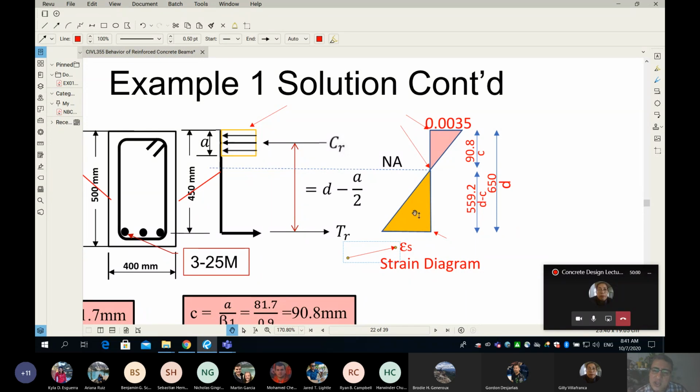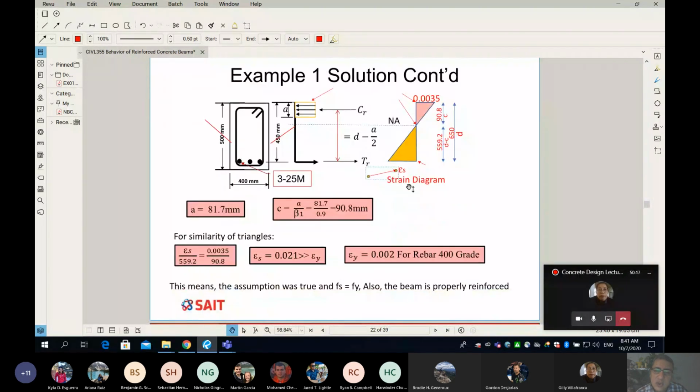Similarity of triangles. You can see I colored them with different colors, maybe red and pink. All you have to do is use similarity of triangles and you will be able to find the value of epsilon s. Let's see how. So epsilon s in the yellow triangle divided by 595.2 equals, in the other triangle, 0.0035 divided by 90.8, which is here. From this similarity of triangles, we can simply find the strain in the steel.